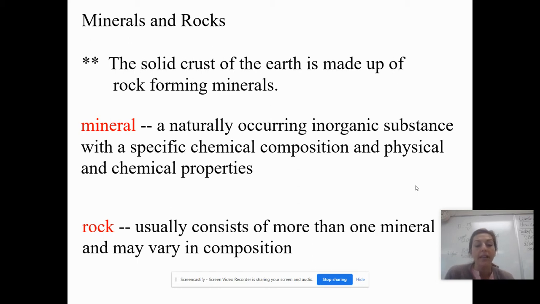And a rock is going to vary. A rock is going to be made up of many different minerals. Rocks, as I just said, are made up of different minerals that can be made up of more than one, but a mineral is only made up of one type of mineral.